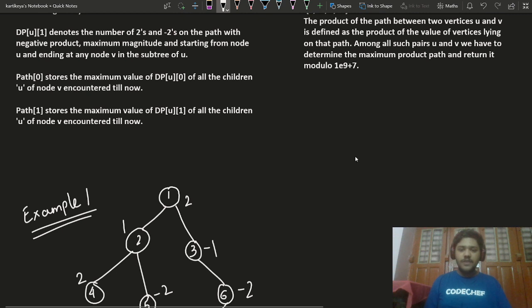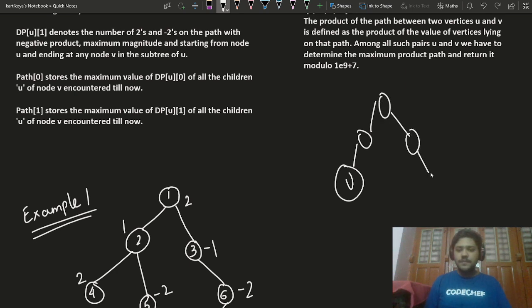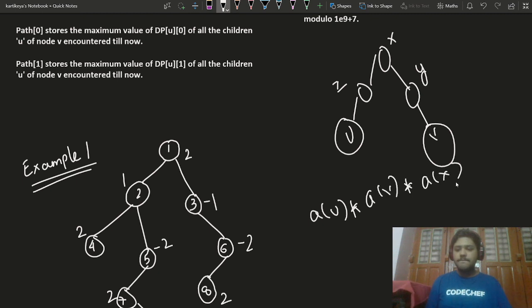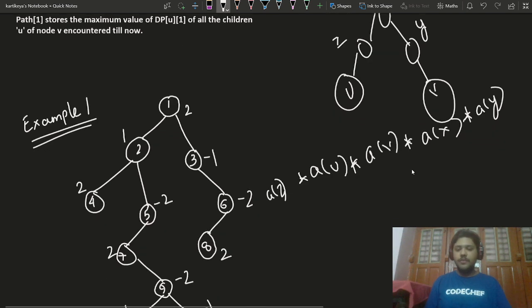Okay, so if we are considering a path from vertex u to vertex v, and suppose that this is vertex z, this is vertex x and this is vertex y, then the product of the path from u to v would be equal to a of u into a of v into a of x into a of y, and this multiplied by a of z. So this would be the product of the path from u to v.